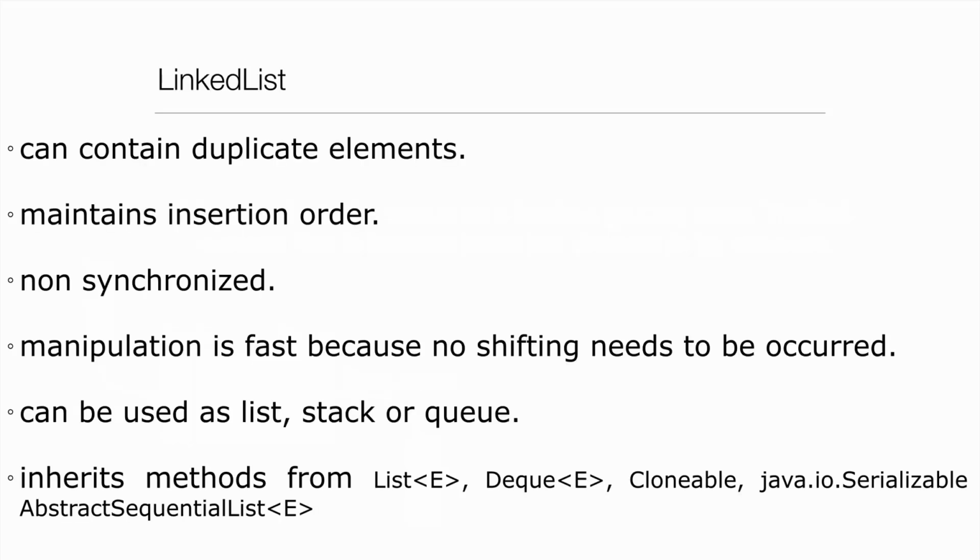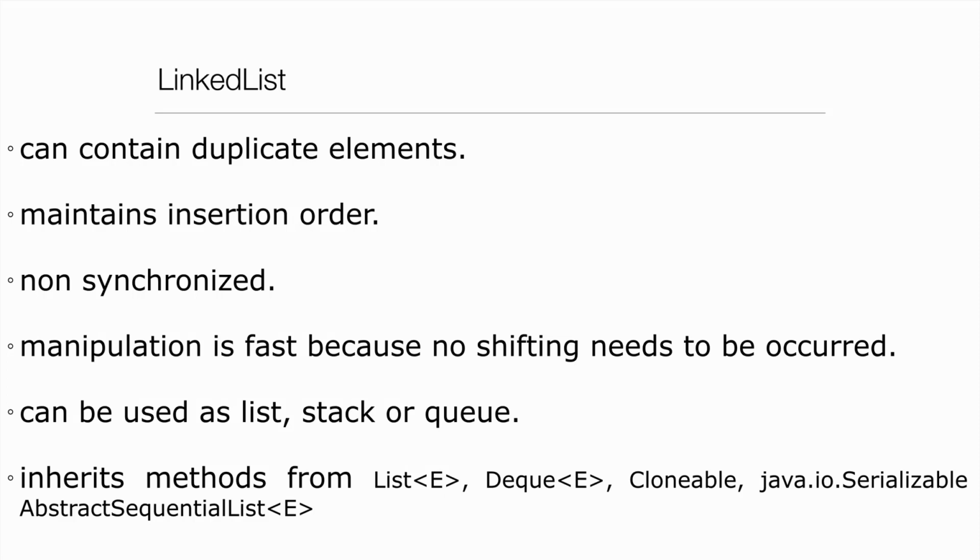All right, there we are. So first of all, I got some facts here about the linked list that just generally help. It can contain duplicate elements, so we can insert duplicate elements into the linked list. It maintains insertion order, so that means that if we insert 1, then 2, then 3, and then print the linked list, it's going to print 1, 2, 3. That's what maintains insertion order means. It's non-synchronized, so there's no synchronization with linked list. Manipulation is fast because no shifting needs to occur. This is what we took a look at in the previous lesson when we did our insertion tests.